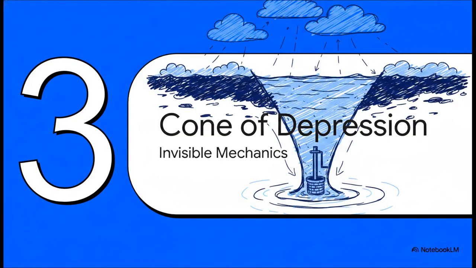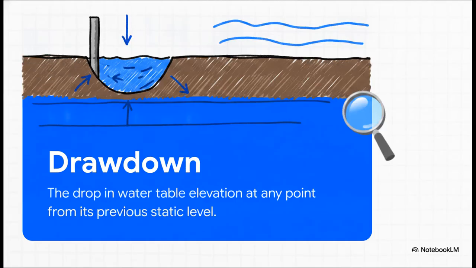All right, Section 3, the cone of depression. Let's get to the climax of the story and define the absolute most important hidden mechanic in hydrogeology. First up, we need to talk about drawdown. Drawdown is simply the drop in the water table elevation from its normal resting level. Think of it as creating a localized hydraulic gradient, basically a slope that literally uses gravity to force water to flow from the surrounding soil right into the well. Without that drawdown, the water just sits there doing nothing.